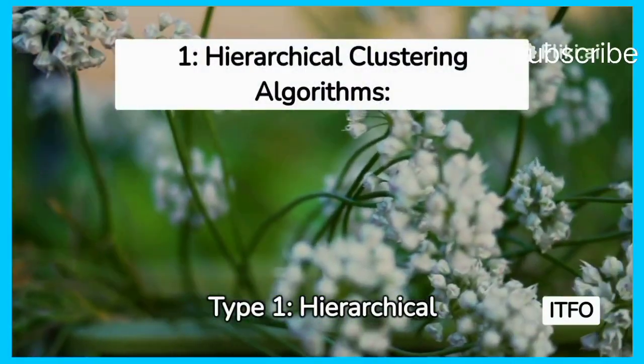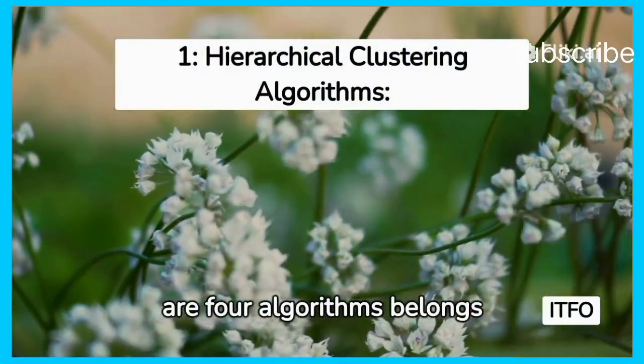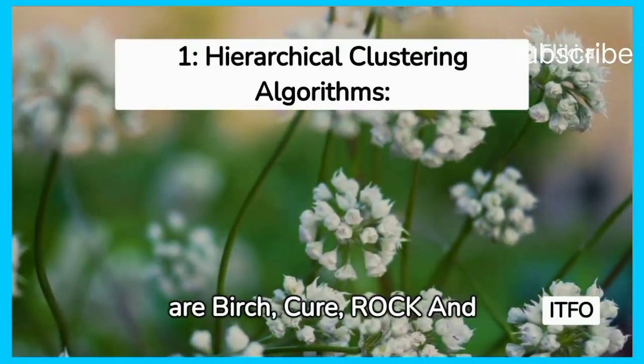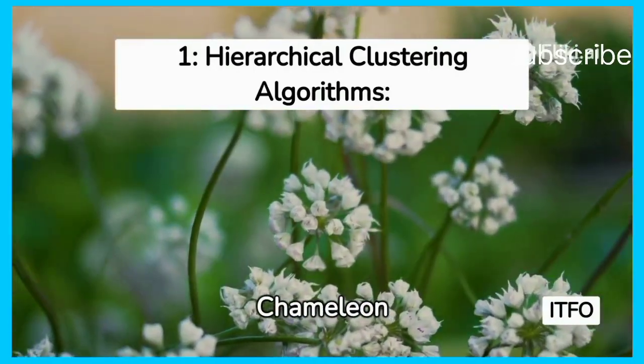Type 1, Hierarchical clustering algorithms. The 4 algorithms that belong to hierarchical clustering are BIRCH, CURE, ROCK, and Chameleon.